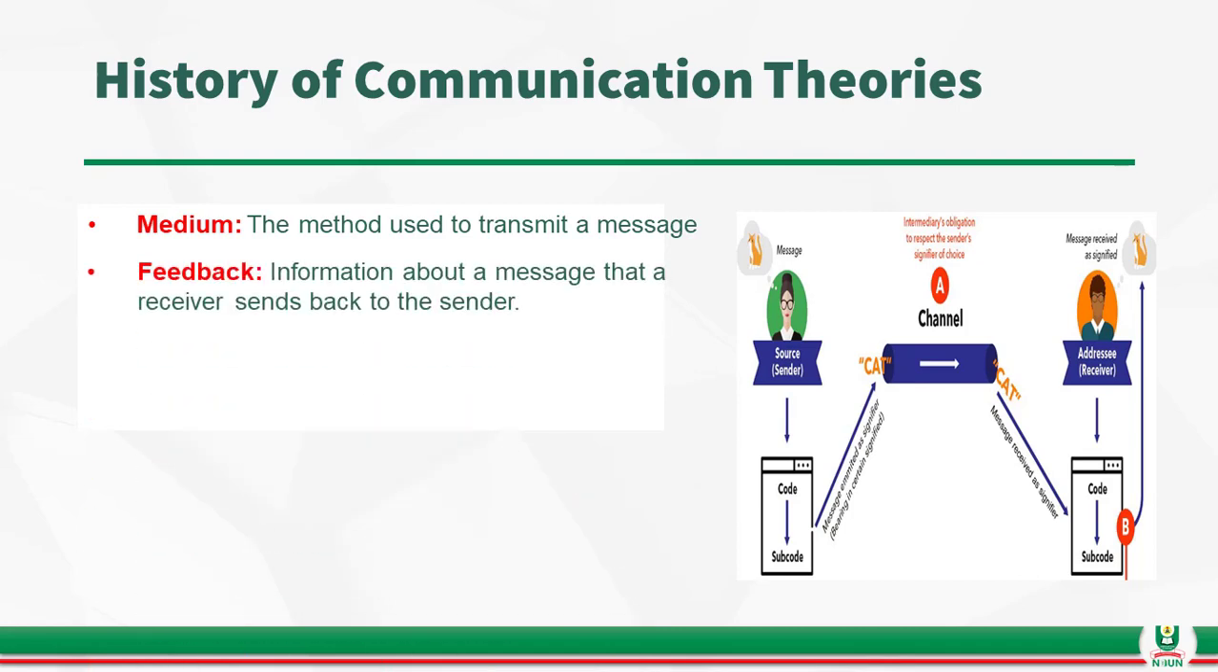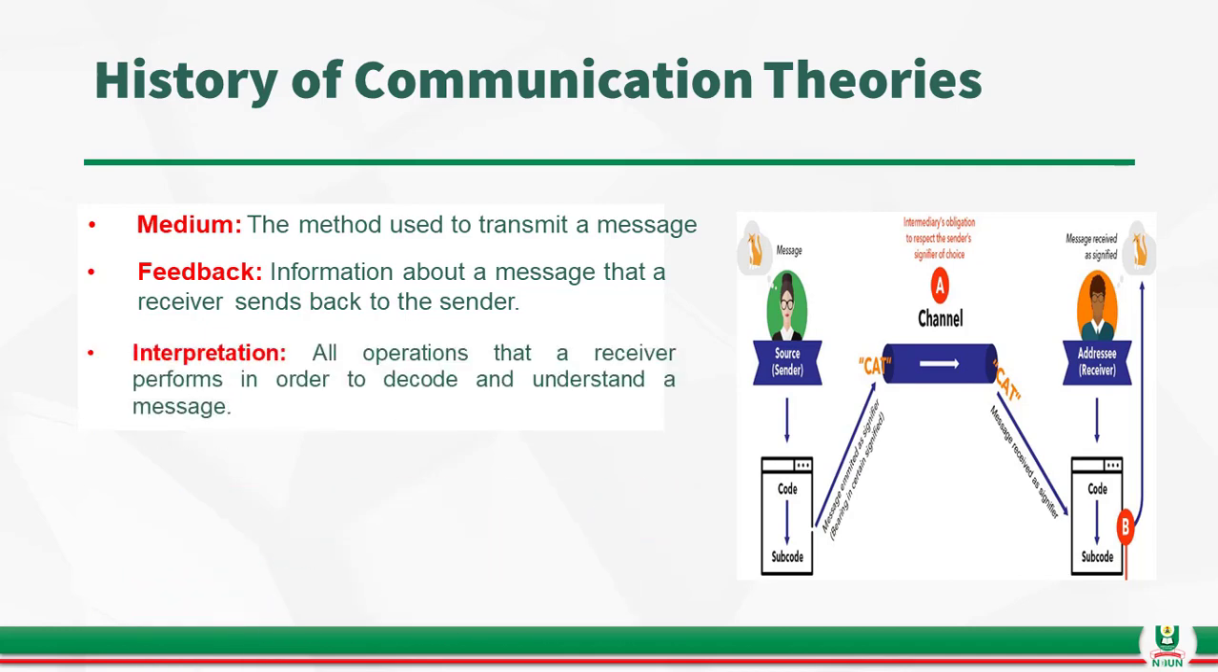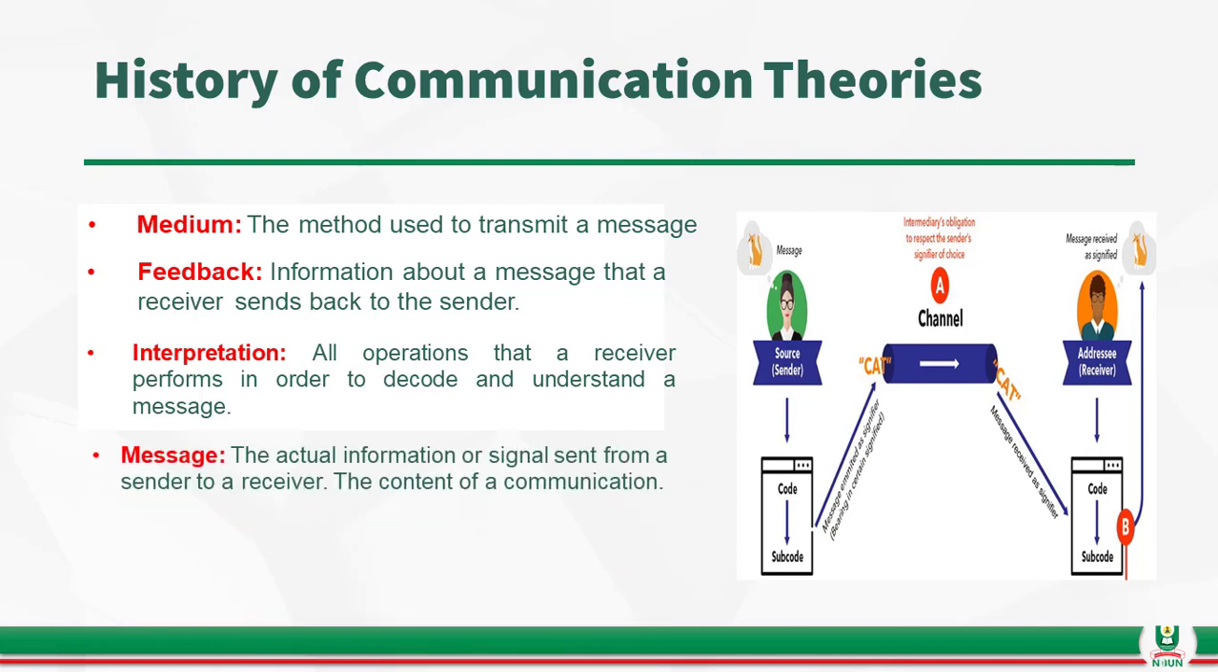The second one is feedback. Feedback is information about a message that a receiver sends back to the sender. It is just like a reply, and it shows that the person has gotten the message. The next one is interpretation. Interpretation is all the operations that a receiver performs in order to decode and understand a message. We still have the message itself. A message is actually the information or signal sent from a sender to a receiver.